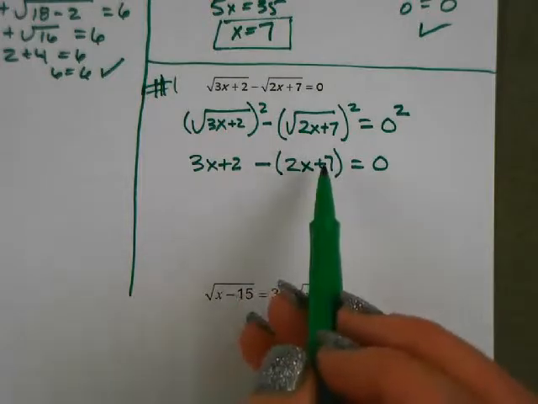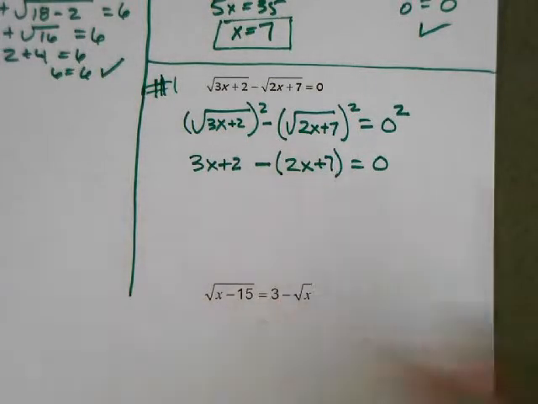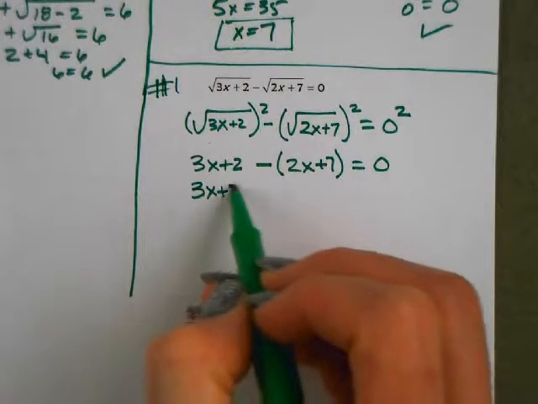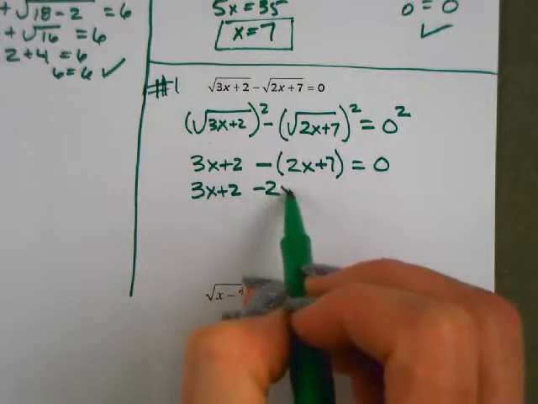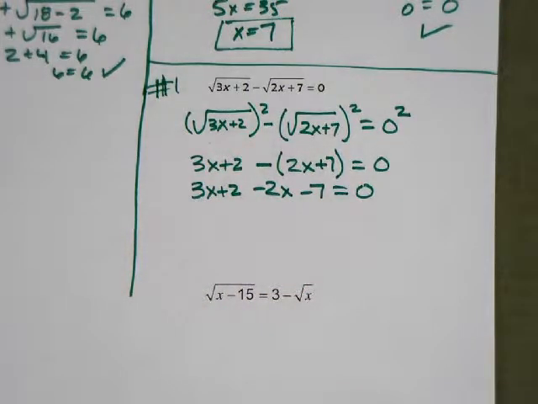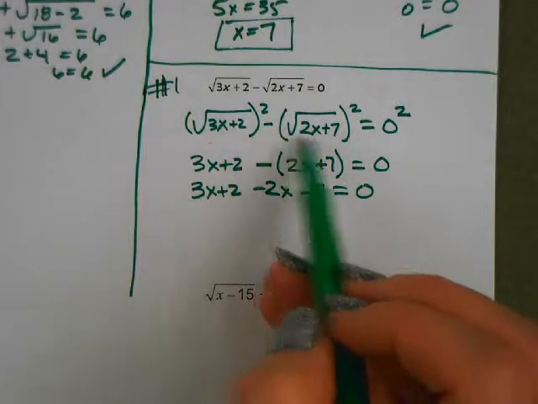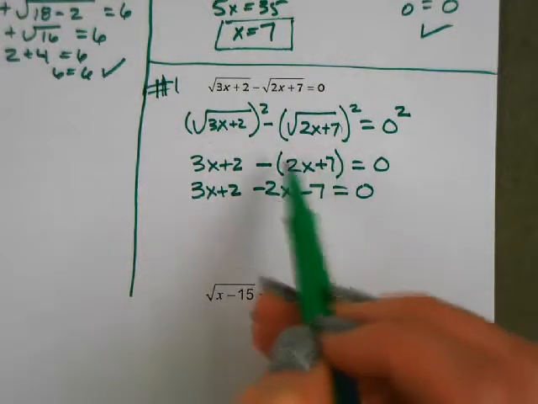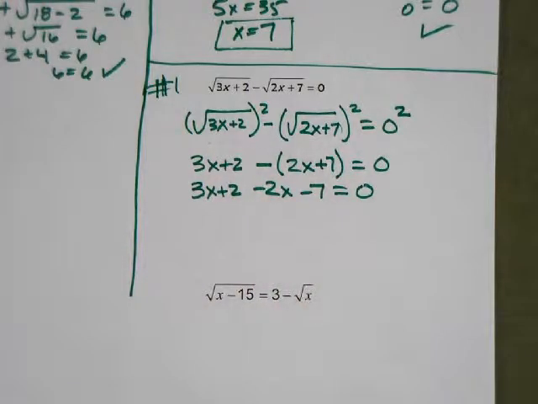Well, I haven't applied it yet. I just want you to notice why I have parentheses around it. Okay? Now I will apply it, so that'll be 3x plus 2, that'll be minus 2x, and that'll be minus 7 equals 0. Okay? So just realize this whole expression is 1, so you can't get rid of that. If you have a negative sign, you can't get rid of it. You have to apply it to each term.